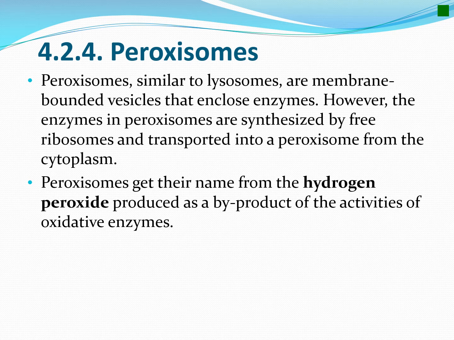After that, we have discussed other different types of organelles in part 1. Today, we continue with the study of peroxisomes. Peroxisomes are similar to lysosomes because they are membrane-bounded vesicles that enclose enzymes. However, the enzymes in peroxisomes are synthesized by free ribosomes and transported into a peroxisome from the cytoplasm.